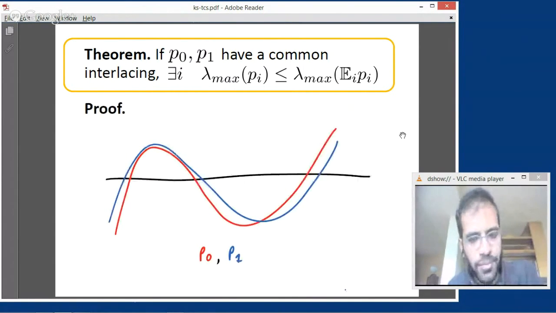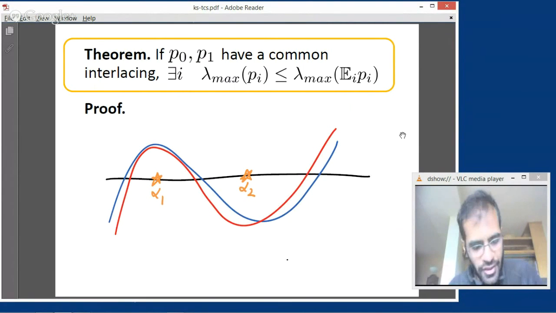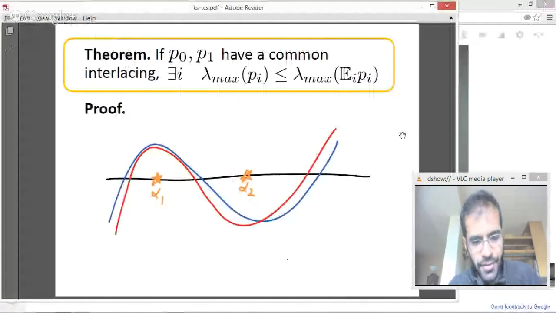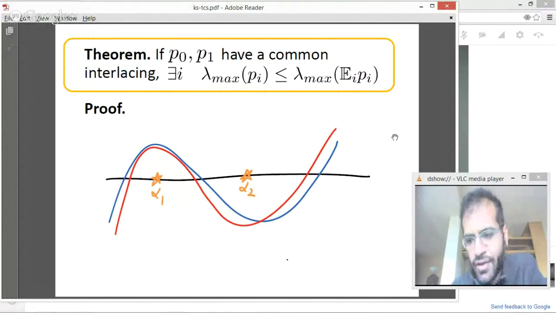So here are my two polynomials of degree 3, P0 and P1. They have three real roots. Now they have a common interlacing, a polynomial of degree 2 which interlaces both of them. Let me look at the roots of that polynomial and call them alpha 1 and alpha 2. Between every two roots of P0, there's an alpha i. What these alpha i's do is split the real line into 3 intervals, so that each interval contains exactly one root of P0 and one root of P1. I'm assuming there's no multiplicity here, but it also works out when there is.